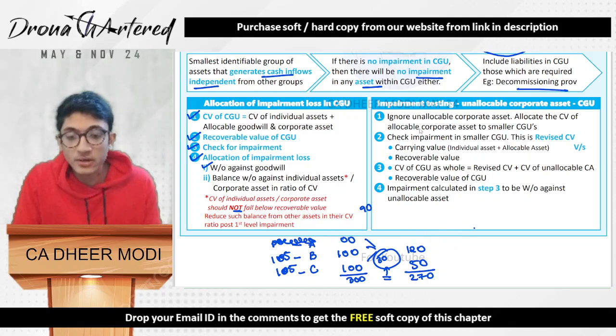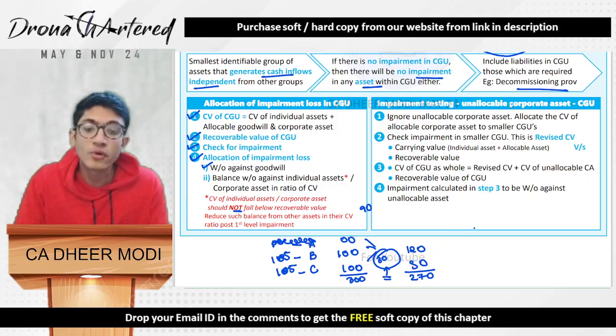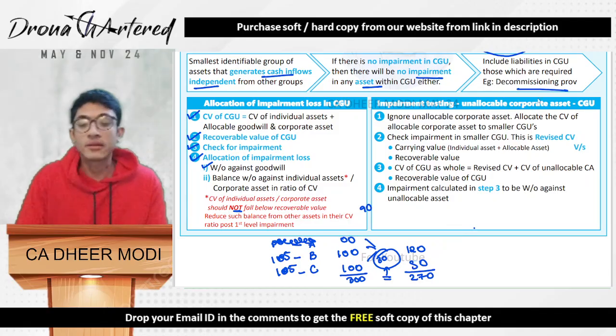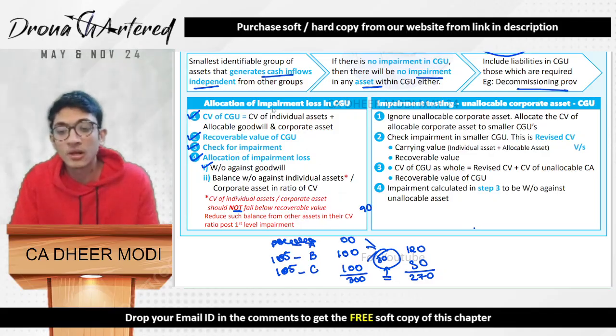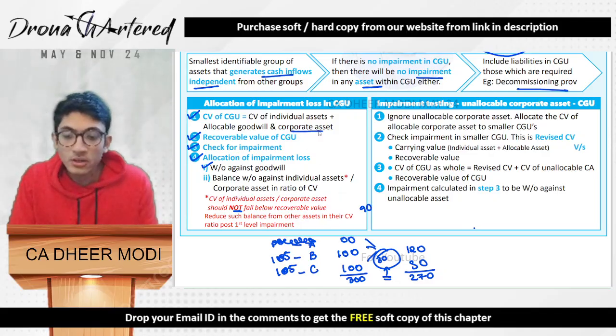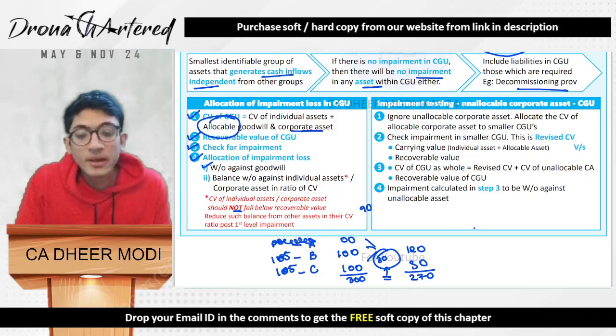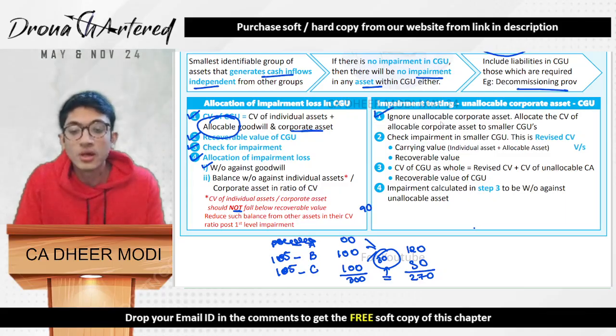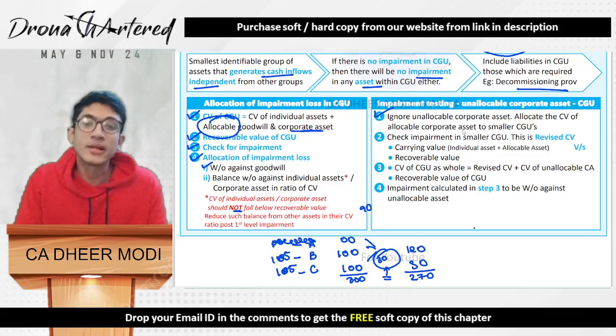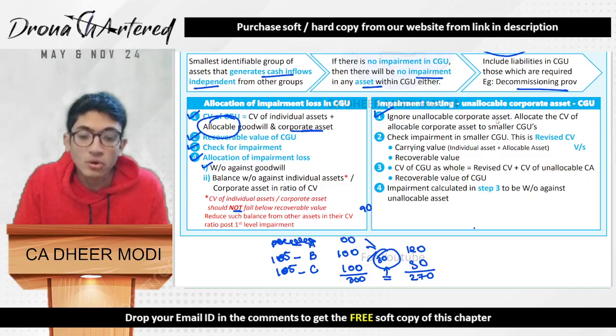Okay, coming to the next part, that is impairment testing for unallocable corporate assets. There are two types of corporate assets. First is allocable, second is unallocable. What you have to understand over here also is that this corporate asset was allocable. Okay, so how do you do impairment testing for unallocable corporate assets? First of all, you ignore the unallocable corporate asset. Ignore the unallocable corporate asset.